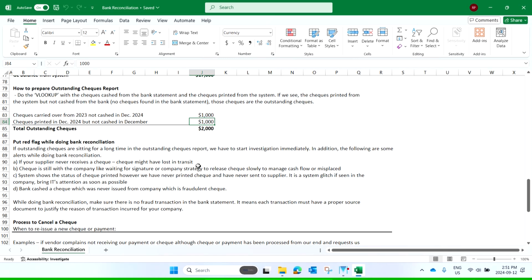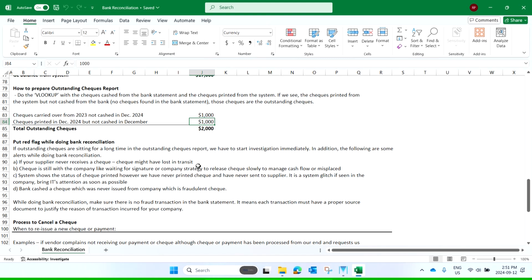When you print the check, what happens? I told you already that you debit your accounts payable and you credit the bank, so your bank is credited and you reduce the balance of the bank. The other thing is, if the bank has a check that you see as cash paid, but you never issued that check from your system, that's a real problem, like a fraudulent check. You need to investigate that.